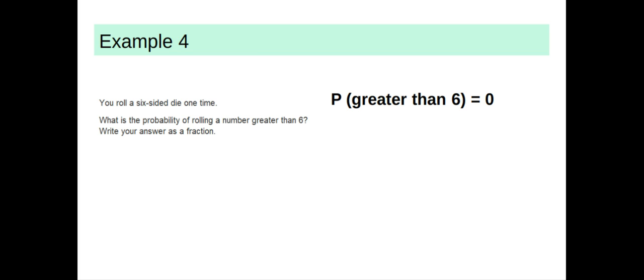This is another one of those maybe tricksters. So we roll a 6-sided die. That's just a regular dice. And they want to know the probability of rolling a number greater than 6. Well, here's my probability greater than 6. My dice only has 6 sides. The numbers are 1, 2, 3, 4, 5, 6. I can't roll anything bigger than a 6. It's not on there. So the chance of that happening is 0.